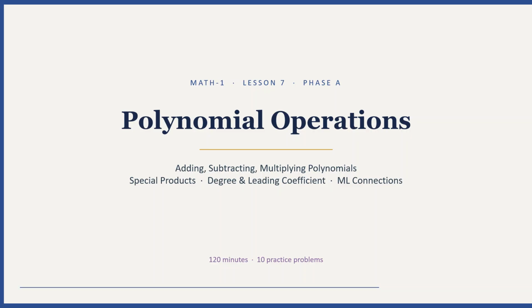We drill the special product patterns including perfect squares, difference of squares, and the sum and difference of cubes. We also identify each polynomial's degree, leading coefficient, and standard form. By the end, you will see how loss functions and polynomial regression rely on exactly these mechanics.